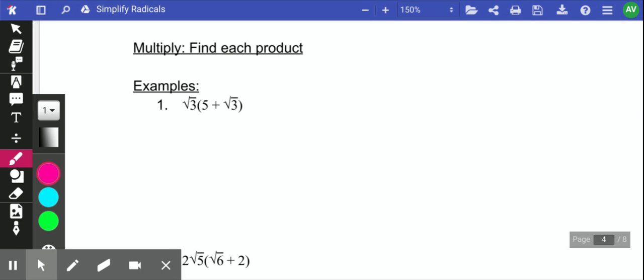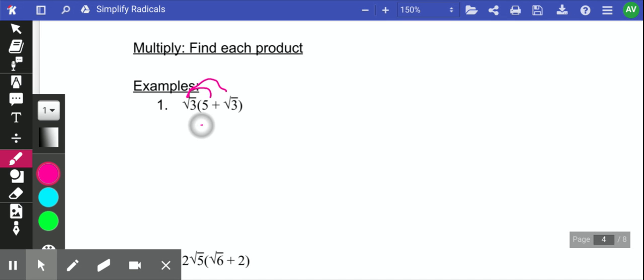Okay, so this time, again, I'm multiplying with radicals, but this time I'm going to be doing the distributive property. In the first one, I have radical 3 times the quantity 5 plus radical 3. I'm going to distribute this radical 3 to everything that's inside of the parentheses.